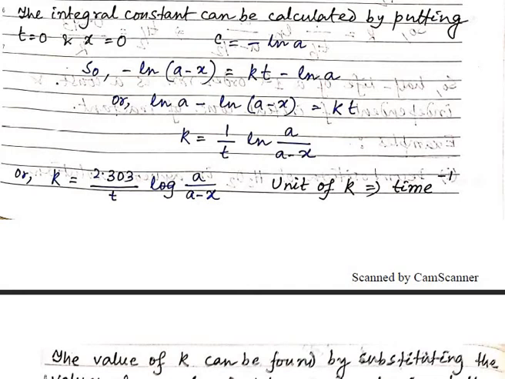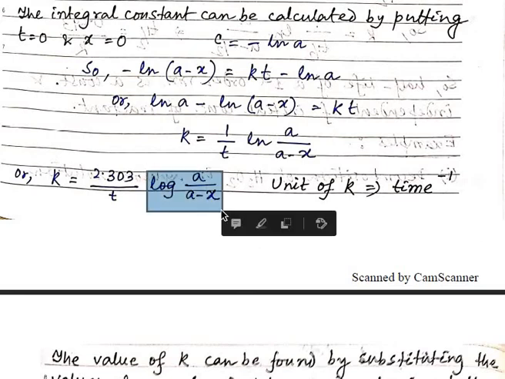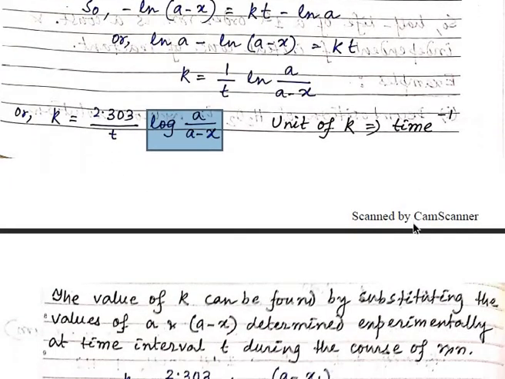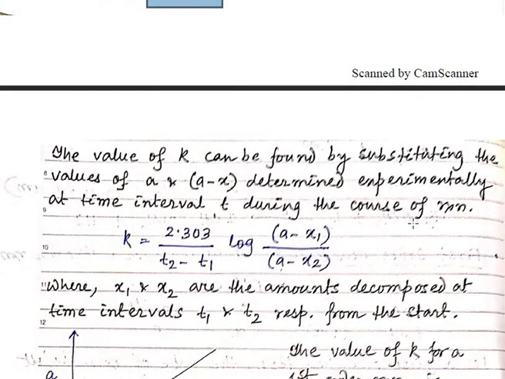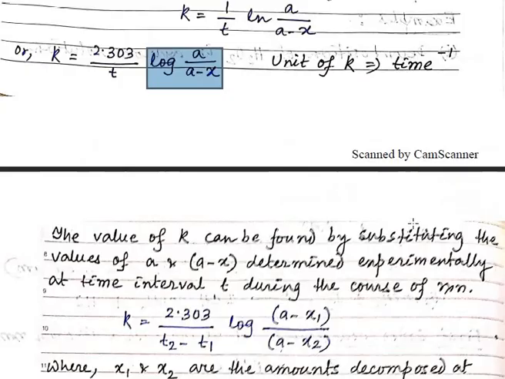So what is the unit of k? Everybody knows there is no unit from the log, since log a by (a minus x) has no unit. The only unit comes from the presence of 1 by t. So the unit is time inverse only, that is minute inverse or second inverse. So that is a very important rate expression, that is k is equal to 2.303 by t log of a by (a minus x).